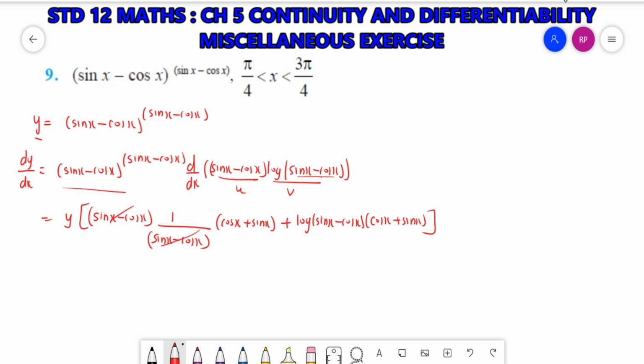This will get cancelled. Let's put down the value of y, that is (sin x minus cos x) whole raised to (sin x minus cos x). Okay, so now both this cos x plus sin x is common, so into (cos x plus sin x). What is remaining here? 1 plus log (sin x minus cos x). Okay, so this was about question number 9. So just note it down.